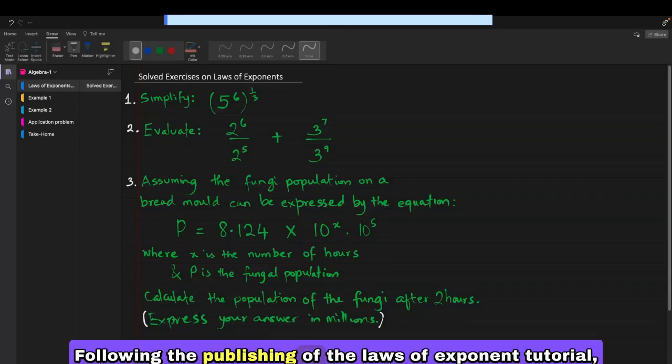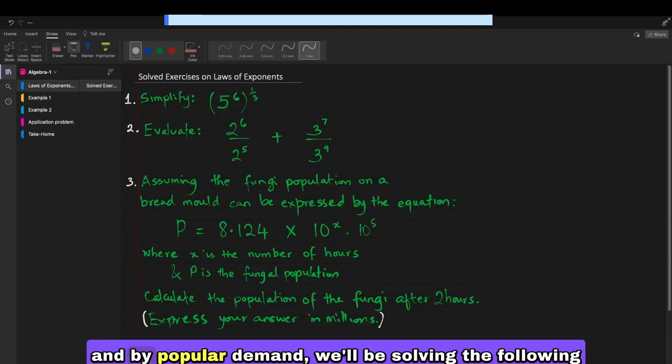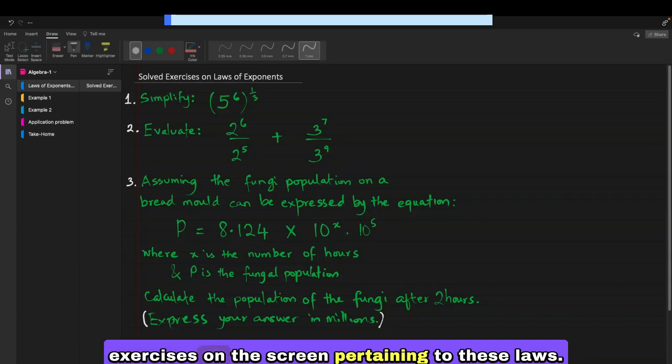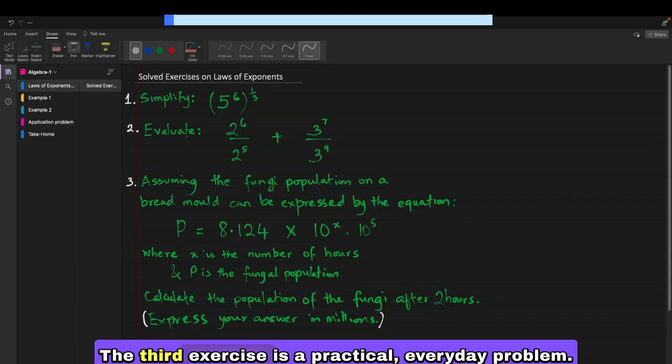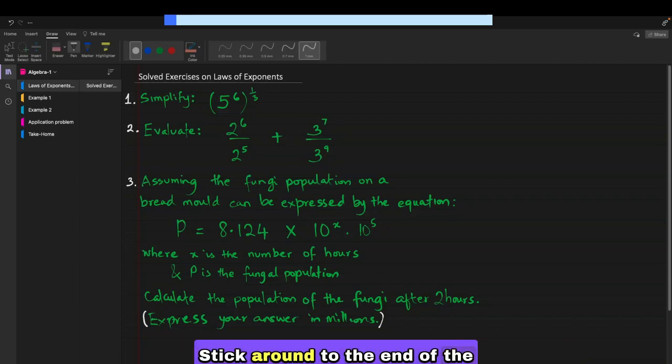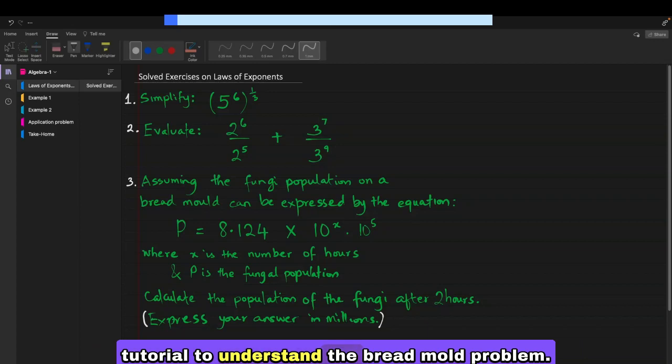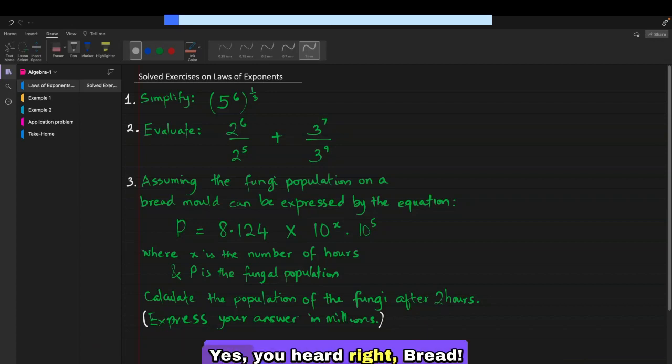Following the publishing of the Laws of Exponents tutorial and by popular demand, we will be solving the following exercises on the screen pertaining to these laws. The third exercise is a practical everyday problem. Stick around to the end of the tutorial to understand the bread mold problem. Yes, you heard right, bread. Now let's dive in.